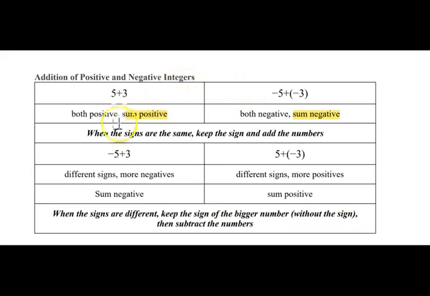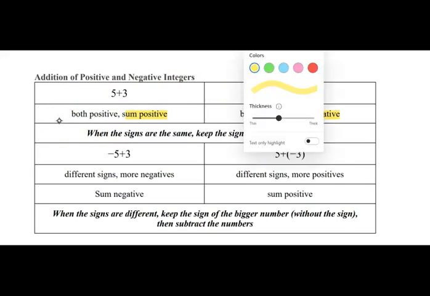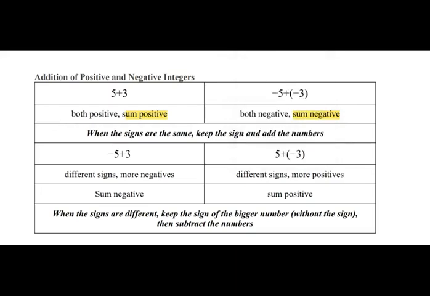Okay, so that allows us to formalize the first rule, how to add integers. The first rule says, when the signs are the same, we keep the sign and add the numbers. Notice that when we added 2 positive numbers, we get a positive result. We added 2 negative numbers, we got negative results. So 5 plus 3 is 8, and -5 plus -3 is -8.